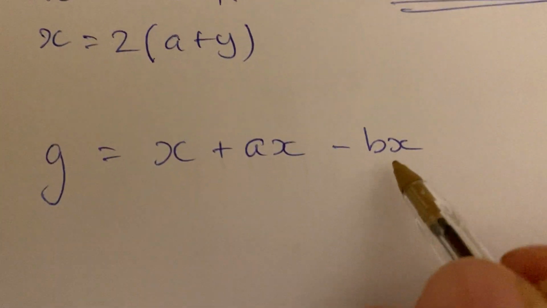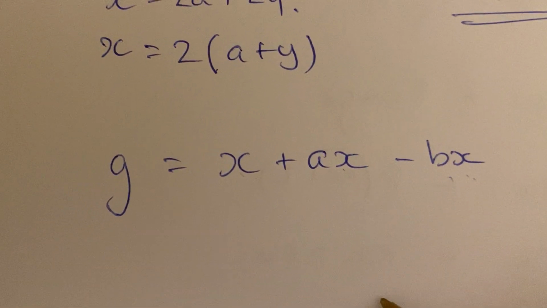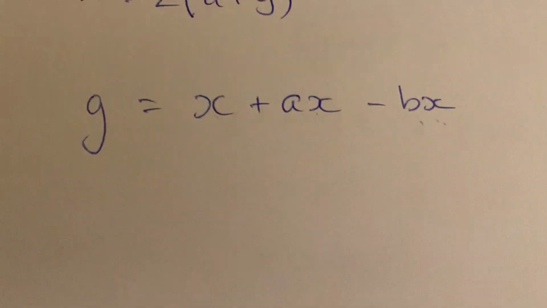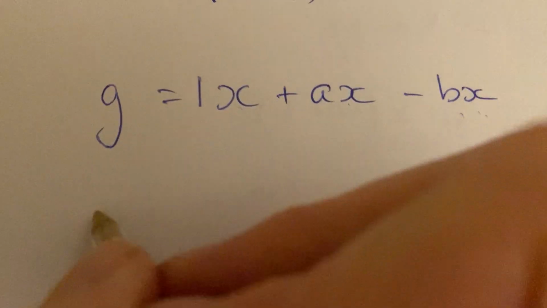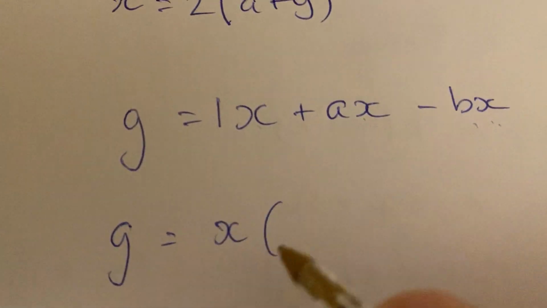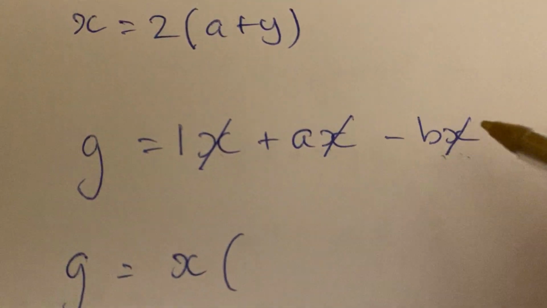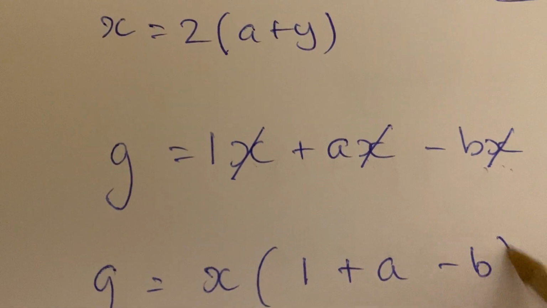And then finally, here I have g equals x plus ax minus bx. Notice I've got x in all these 3 bits. Now, just to help you out, I'm going to take an x out. But if I write that as 1x, this will help you. Because now I'm going to take x out, because I've got to keep it just singular. So I can take x out. I'm left with 1, that's why that 1 was important, plus a minus b.